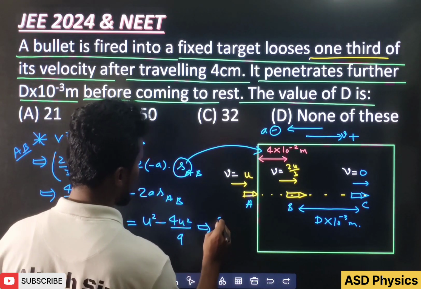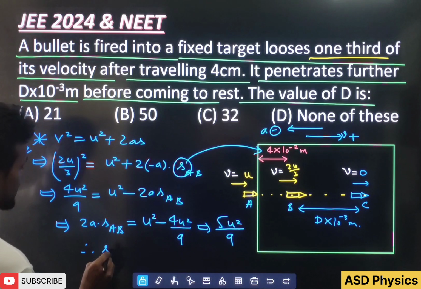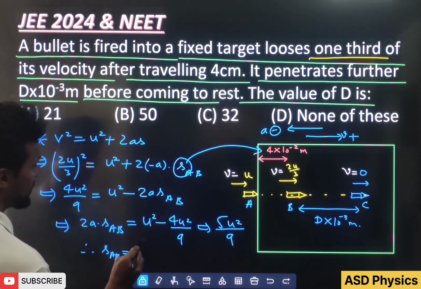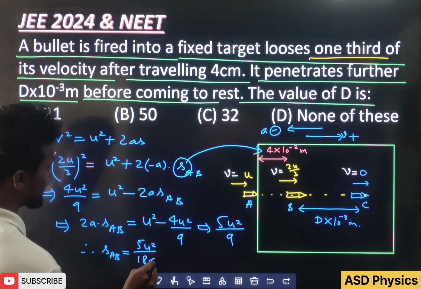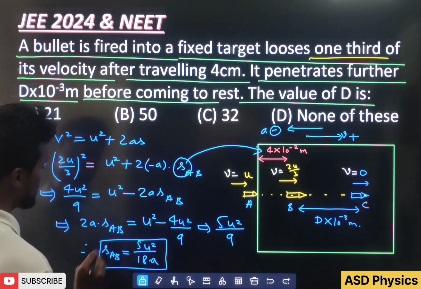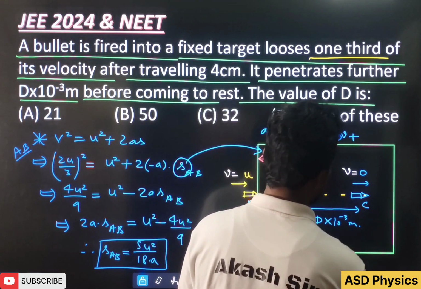So when you take the LCM here, it will come 5u square by 9, is it? So if I write SAB, how much will it come to? See, students. 5u square. 2a will go this side, so 18a. SAB is coming to 5u square by 18a. Correct? Now I will use from B to C.